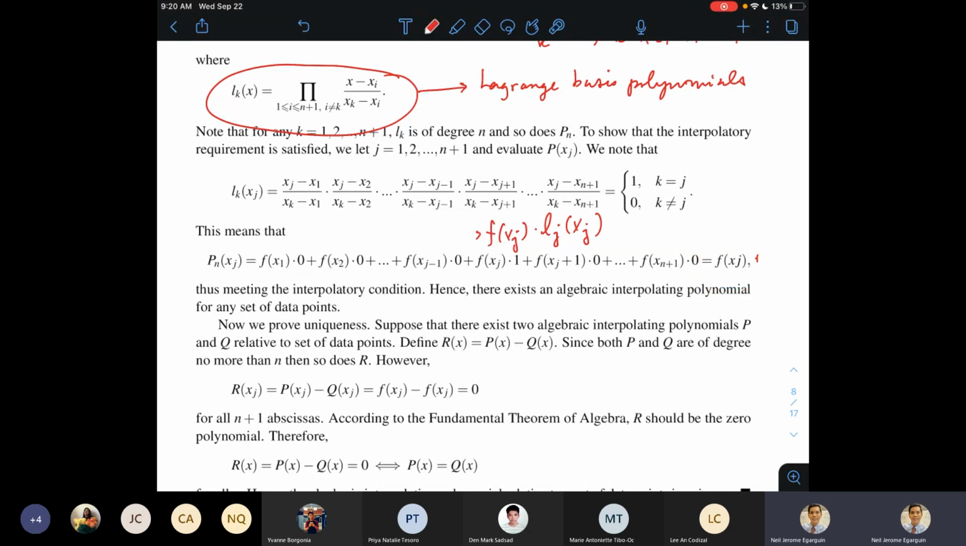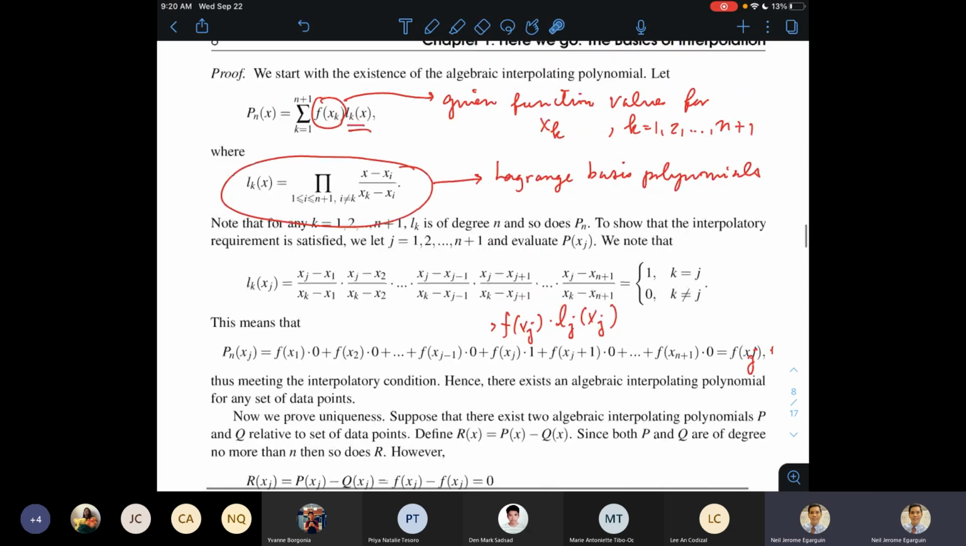So dapat subscript x sub j. And so what we learned here is that p sub n of xj is equal to f of xj. So that means the interpolatory requirement is satisfied. Okay? All right, is that clear? So ibig sabihin talagang si Pn, as defined here in this equation, is an interpolating polynomial.